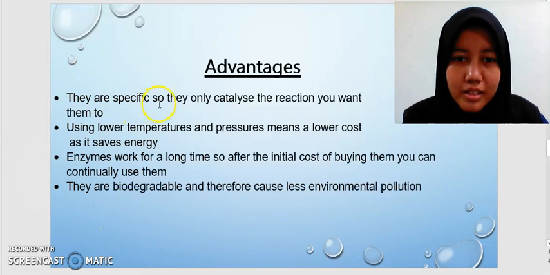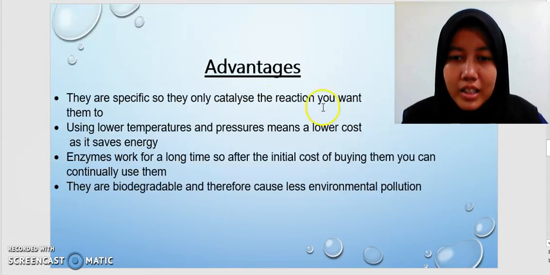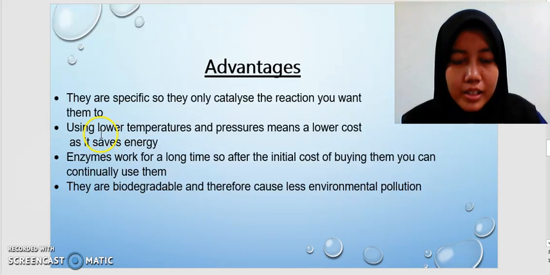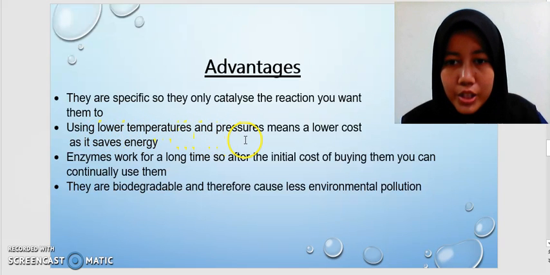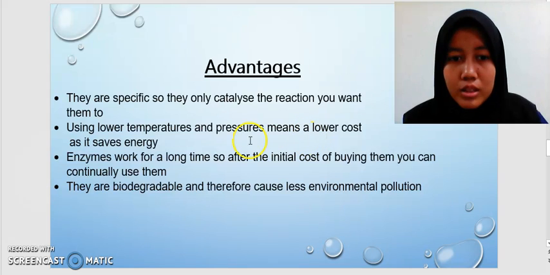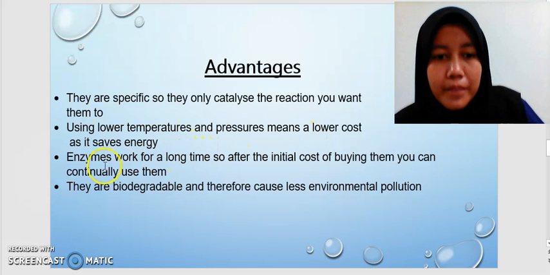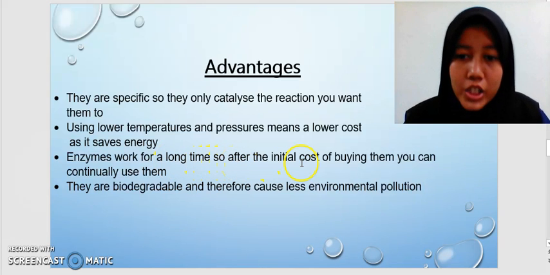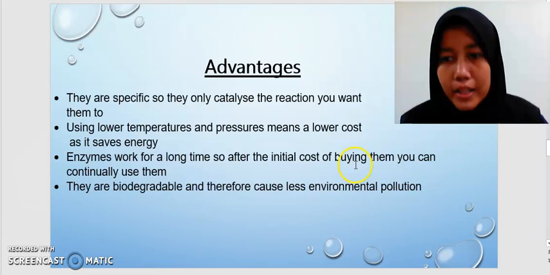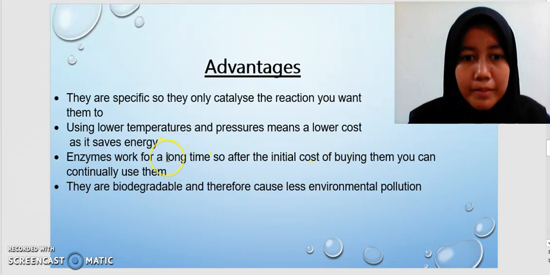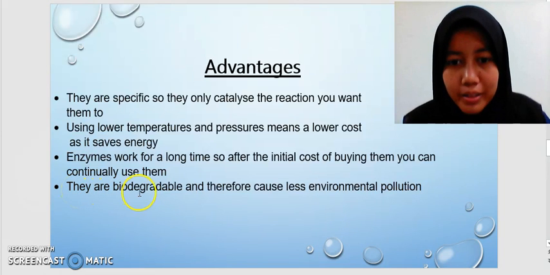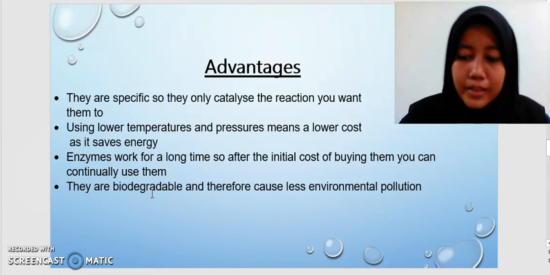First, they are specific, so they only catalyze the reaction you want them to. Second, using lower temperatures and pressures means a lower cost as it saves energy. Enzymes work for a long time, so after the initial cost of buying them, you can continually use them. The last one is they are biodegradable and therefore cause less environmental pollution.